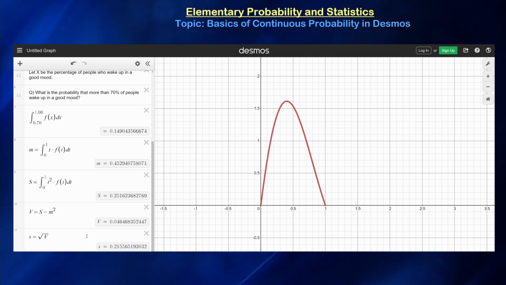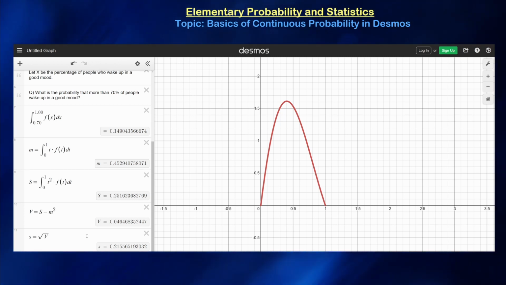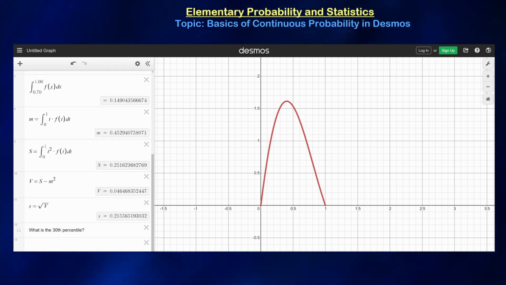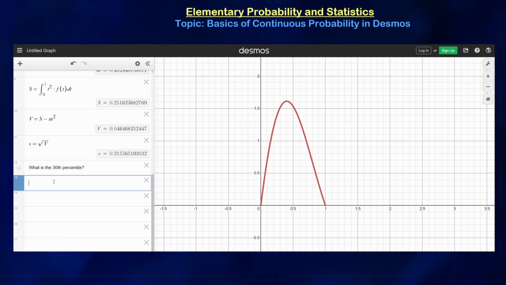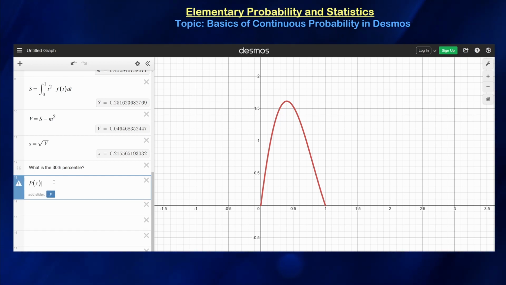So now what are we going to do? So what about percentiles? So one can ask, what is the 30th percentile? Right? So how can we figure that out? So the easiest way to do this, especially if you're going to be calculating a bunch of percentiles, is to create a percentile function. I'm going to call it capital P.